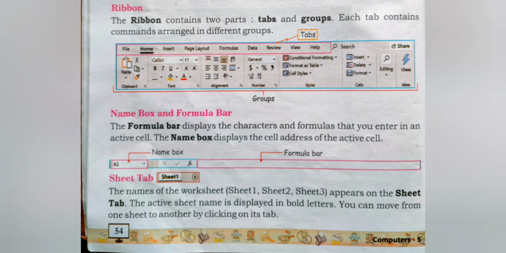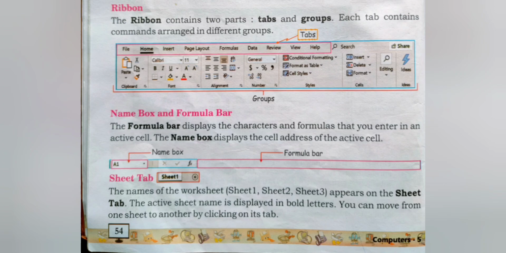You can also see the groups below the tabs in the picture. Under the home tab we have clipboard, font, alignment, number, styles, cells and ideas. These are the group names. I hope all of you are able to identify the group names.